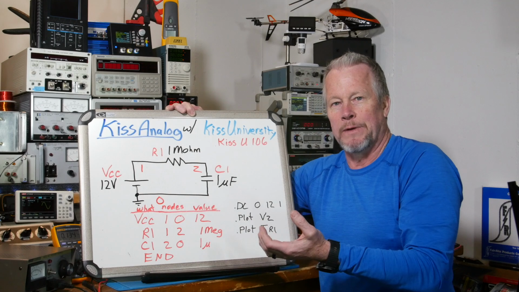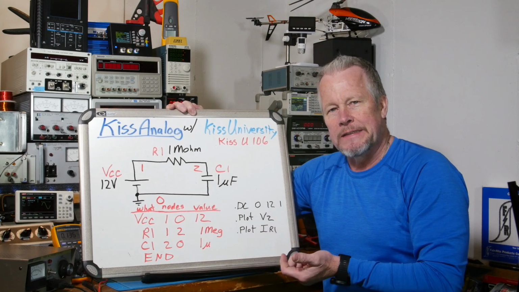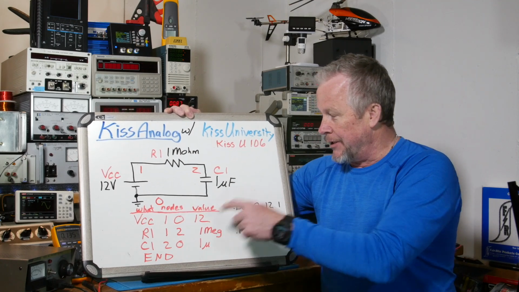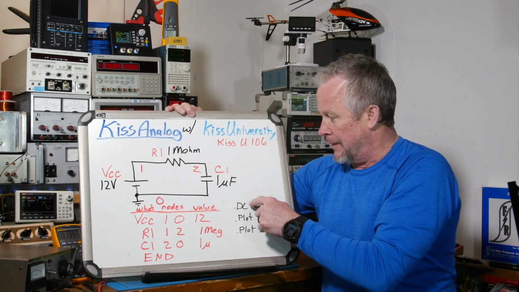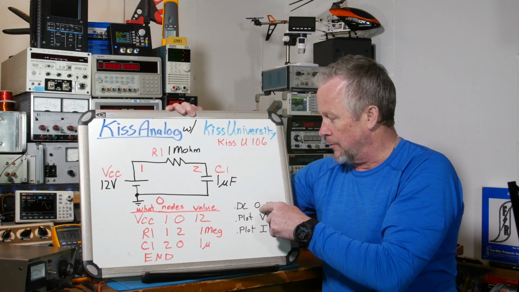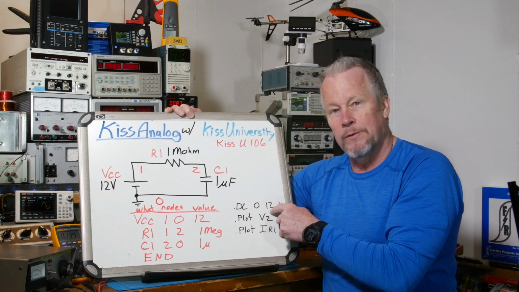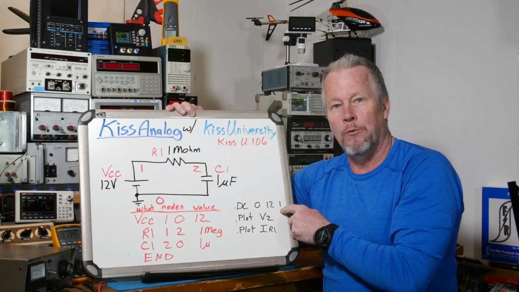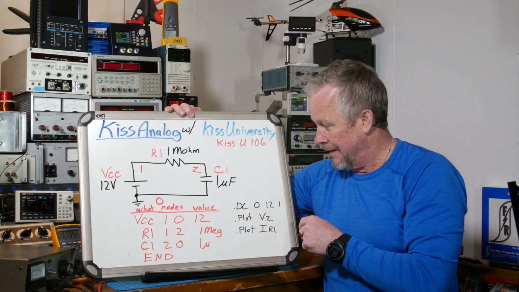Well, then it says, well, now what do we do? So you say, well, I want to do a DC analysis. So then at the end of this statement, you would put, say, DC, and you go, I want to start from 0 volts and go to 12 volts. And I want to do that in 1 volt increments.